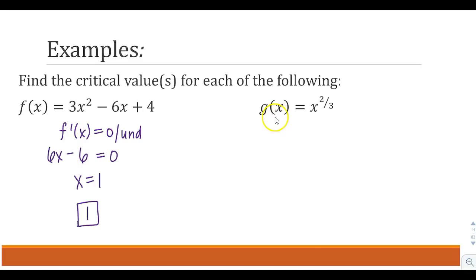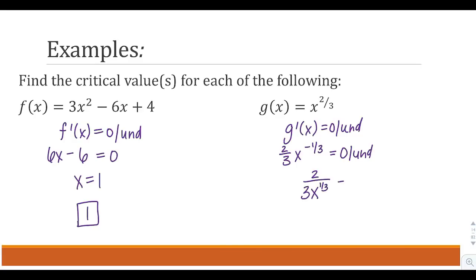For the second example, I have g of x is equal to x to the 2/3. So again, I want to figure out where either g prime of x is 0 or undefined. So g prime of x is 2/3 x to the -1/3. So again, where is that potentially 0 or undefined? Now we'll rewrite it as 2 over 3x to the 1/3. So it turns out that this cannot equal 0 because then the numerator would have to equal 0, but this can potentially be undefined.